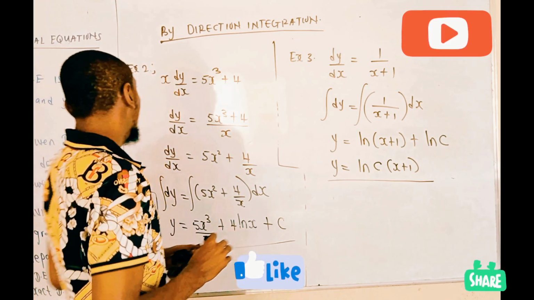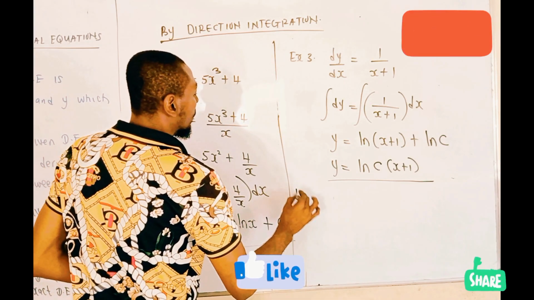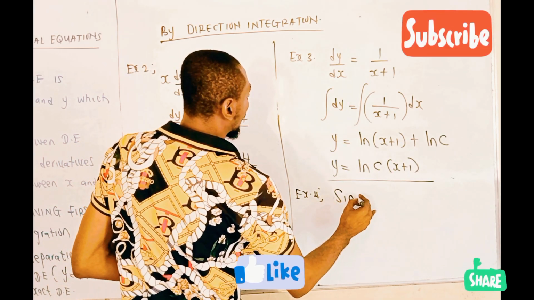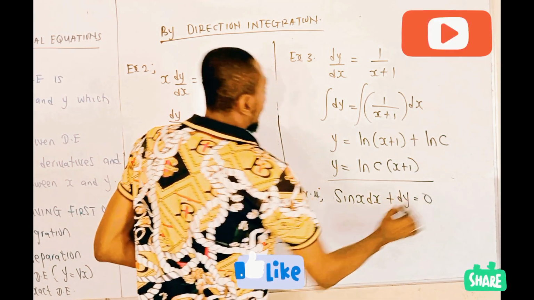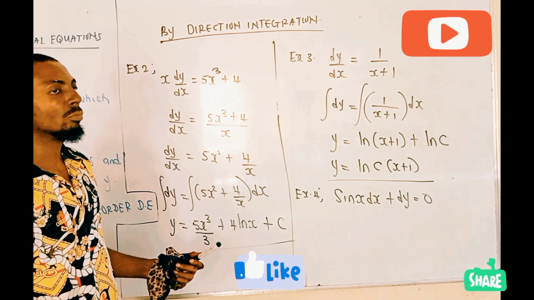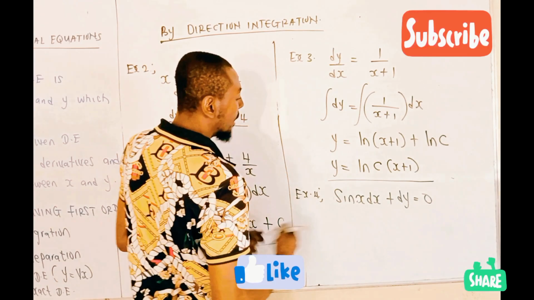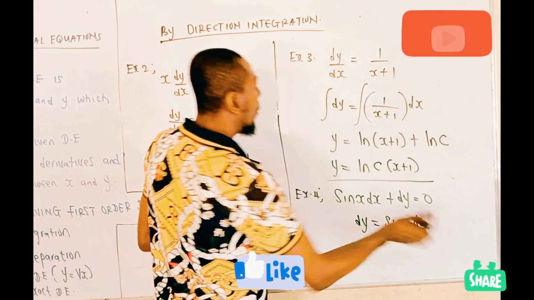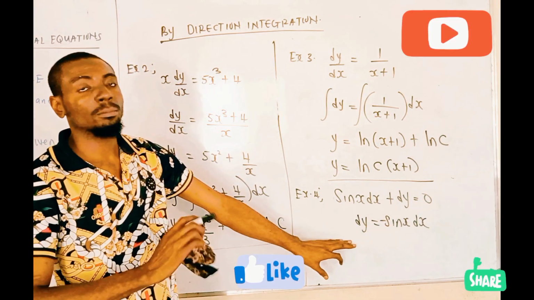Then the last example under this, example 4. We have sine x dx plus dy equal to 0. So to solve by direct integration, you can see that we can just take sine x dx to cross to this side. We have dy is equal to negative sine x dx. Already we can integrate both sides directly.